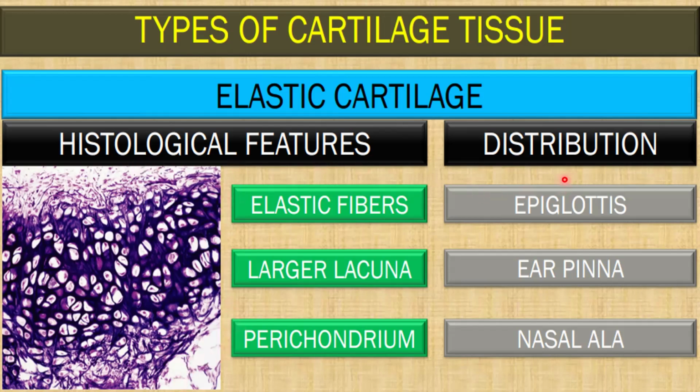For the distribution of elastic cartilage, you'll find that most of the locations start with an E. So epiglottis, ear pinna, eustachian tube. The exception is the nasal cavity, which has an E as the second letter, but the rest, the epiglottis, the ear pinna, the eustachian tube, the nasal ala, all of them will have elastic cartilage.